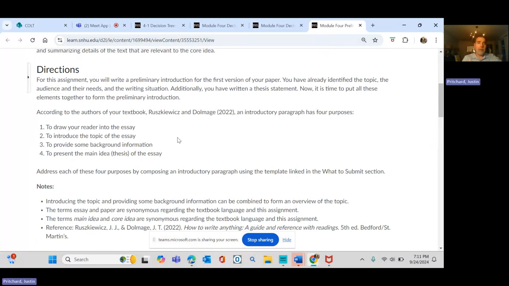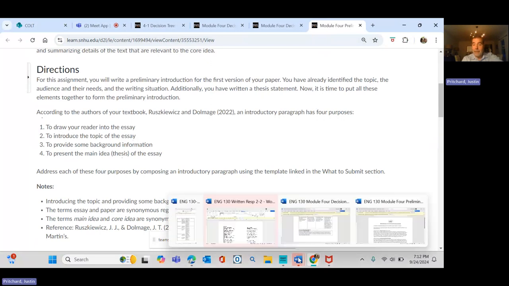in previous modules. And so we're trying to draw our reader into our essay and show why the content that we're discussing is important. We're introducing the topic. We're giving a little bit of background information to bridge the gap between our draw and our thesis. And then we're connecting the thesis that you already wrote. So this is just that previous module that you're bringing into this module.